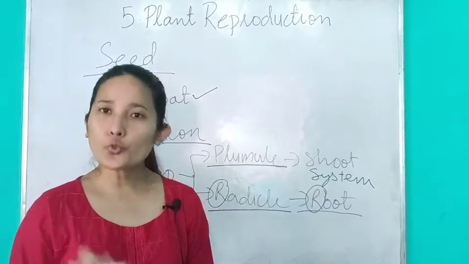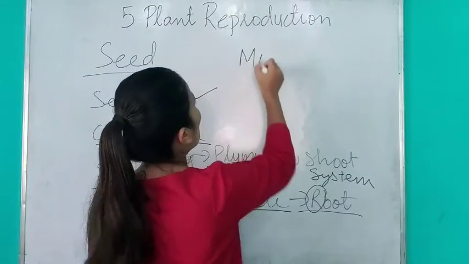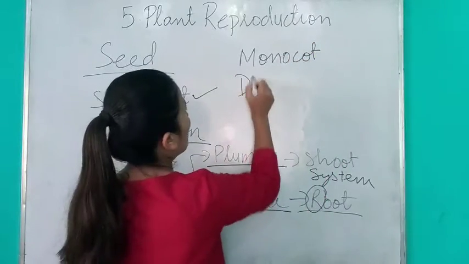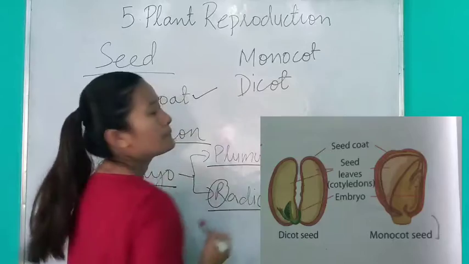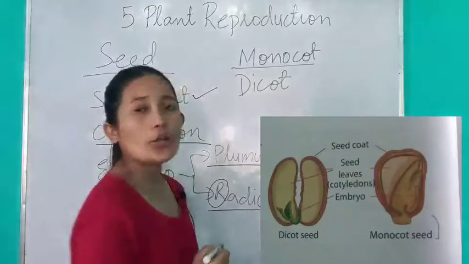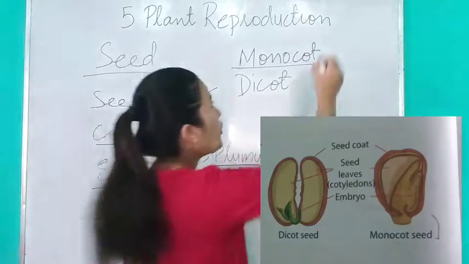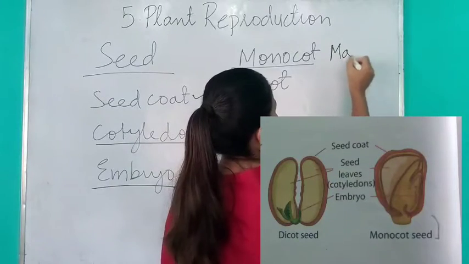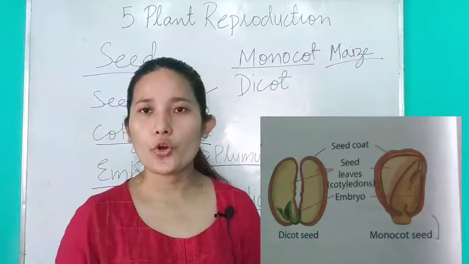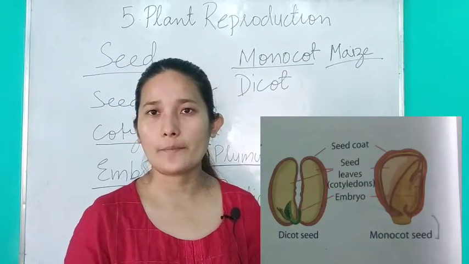Now there are two types of seed. What are those? Monocot seed and dicot seed. In the case of a monocot seed, only one cotyledon is present. An example is maize. You have all seen maize, right?